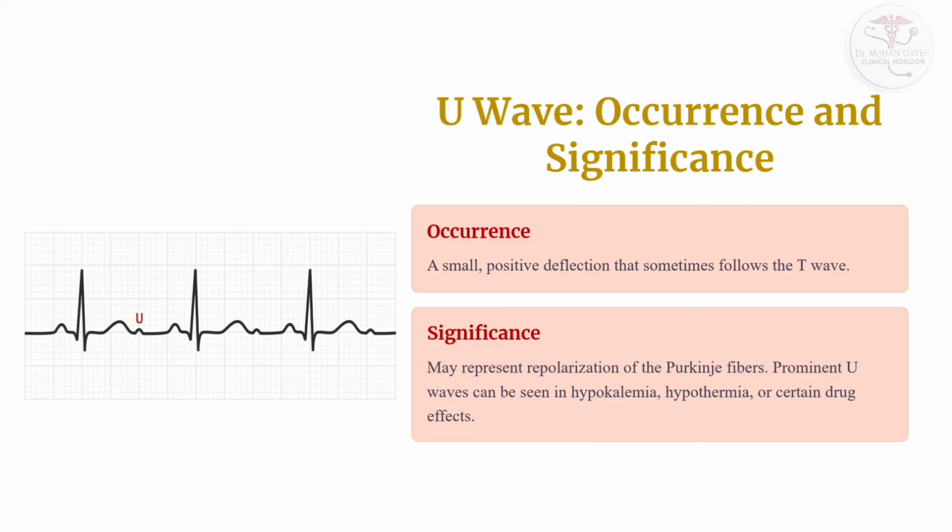The U wave is a small deflection that sometimes appears after the T wave, though it is not always present. It is thought to represent repolarization of the Purkinje fibers or delayed repolarization of the ventricles. A prominent U wave is often associated with hypokalemia, hypothermia, or medication effects, while inverted U waves may indicate coronary artery disease. Though not a primary focus of ECG interpretation, U waves provide additional clues in assessing cardiac health.